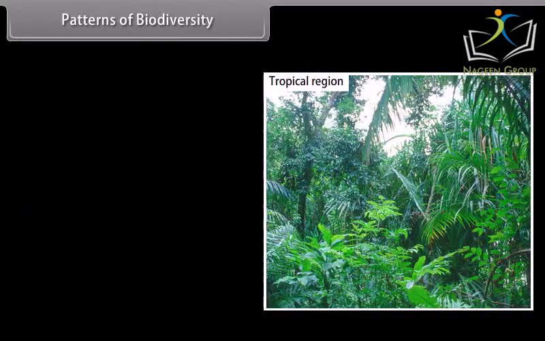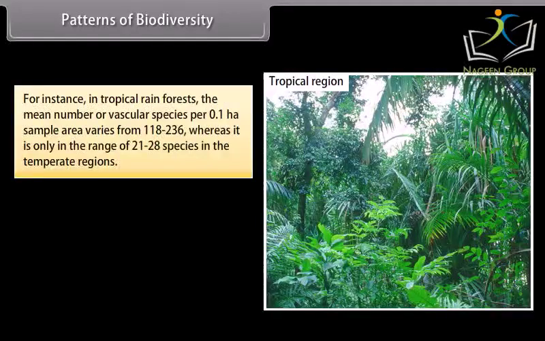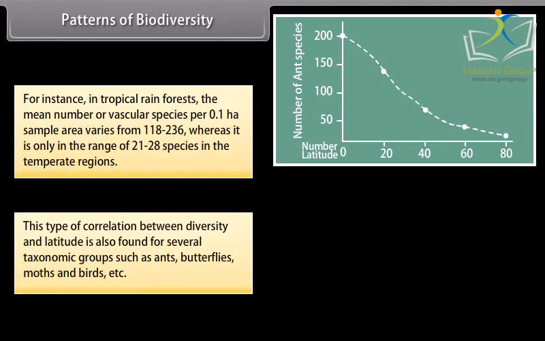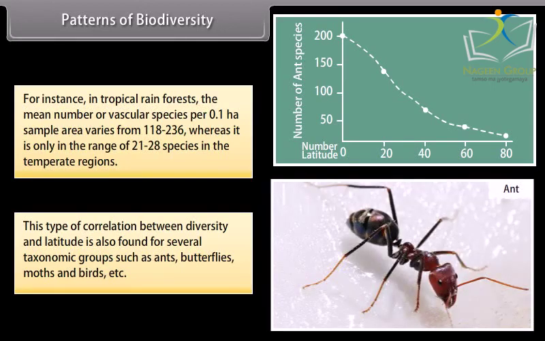biodiversity. For instance, in tropical rainforests, the mean number of vascular species per 0.1 ha sample area varies from 118 to 236, whereas it is only in the range of 21 to 28 species in the temperate regions. This type of correlation between diversity and latitude is also found for several taxonomic groups such as ants, butterflies, moths and birds, etc.